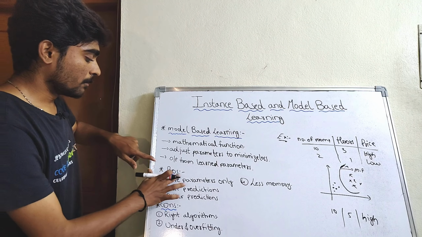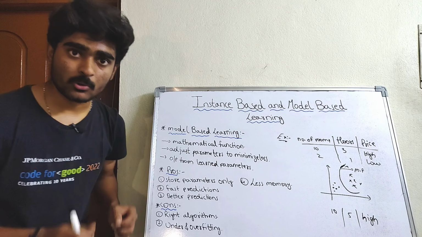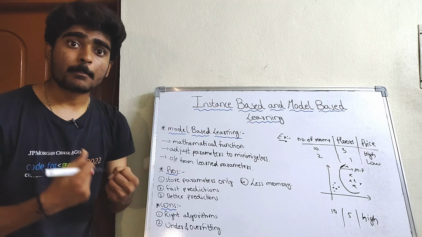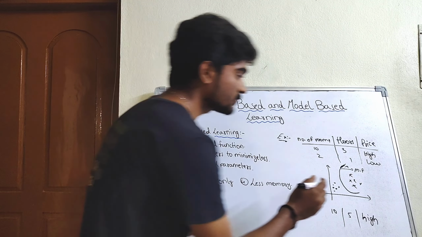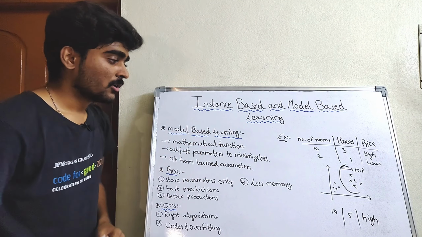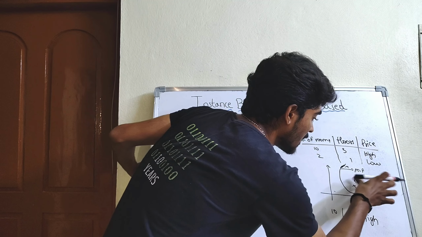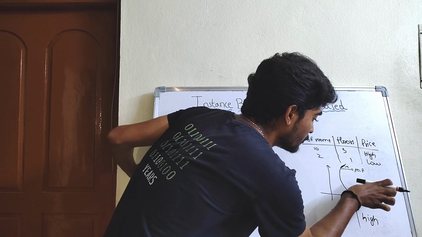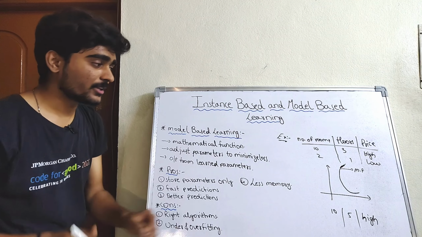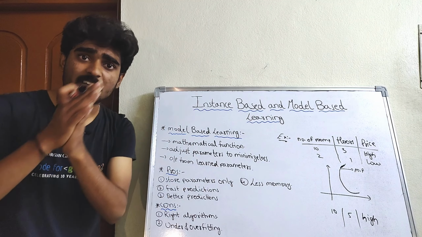Now the pros come. First, we store parameters only, not the entire data. Let's say we have deployed the same model on our server. After getting the decision boundary, we'll remove all these data points and just consider the decision boundary. We'll not take the entire data but just consider the decision boundary.